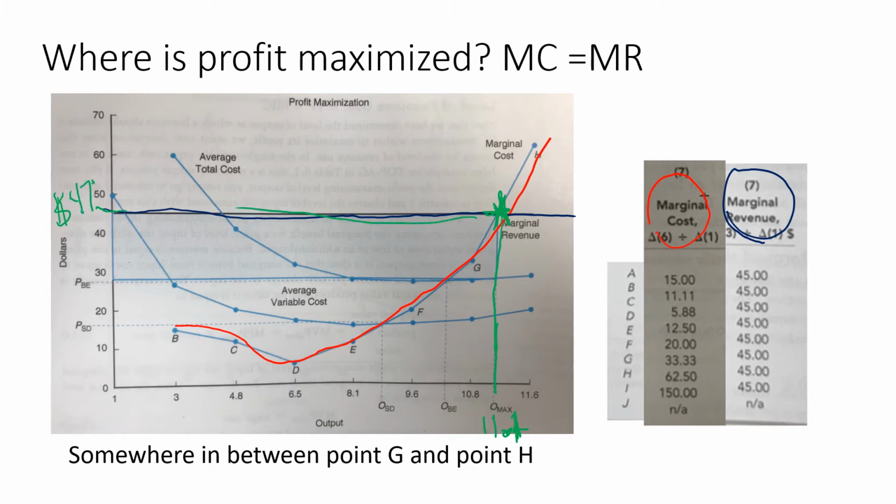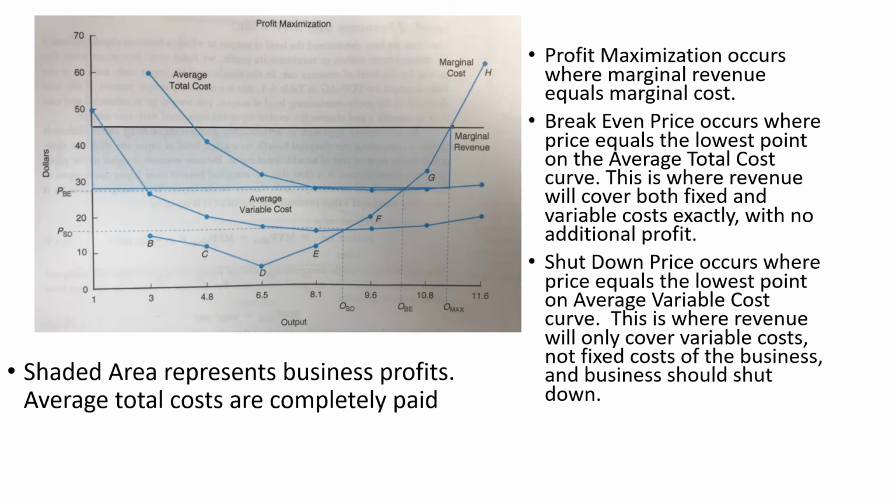No, sorry, that's $45 because we were given that. The price is $45. So at the price of $45 and the output of approximately 11 would be the point where profit is maximized. And again, that's between point G and H. Profit maximization, again, occurs where marginal revenue equals marginal cost. That gives us the output. And also we're at market price there, $45.